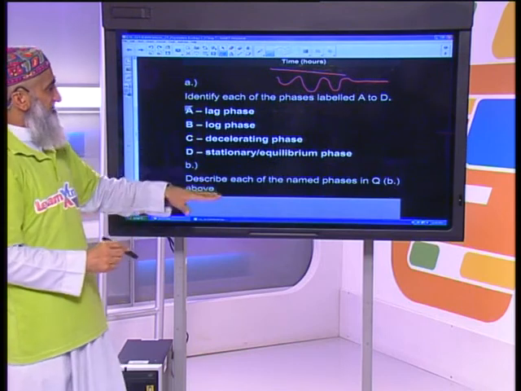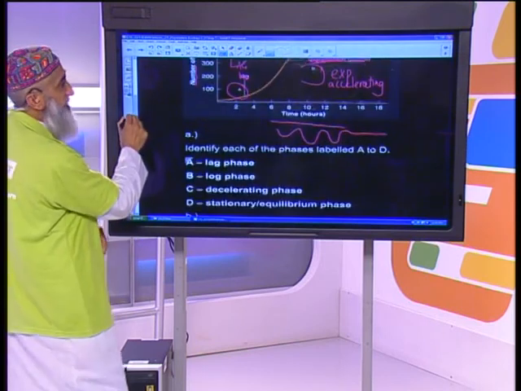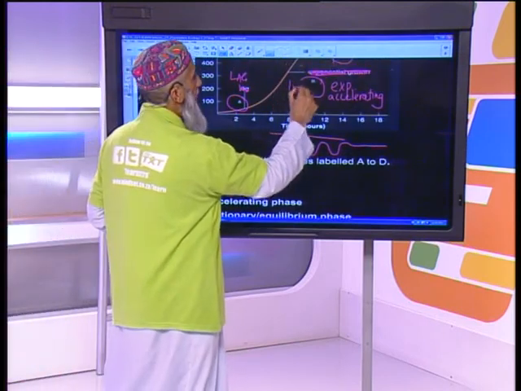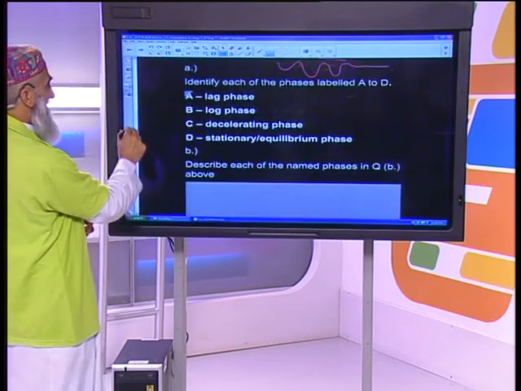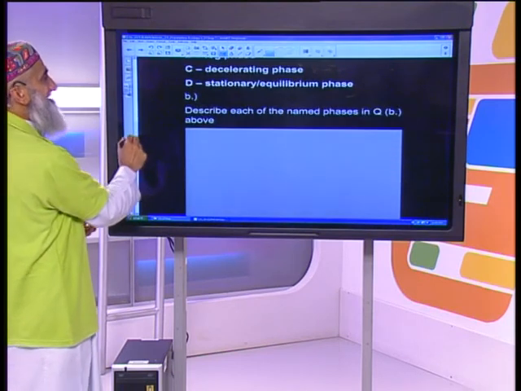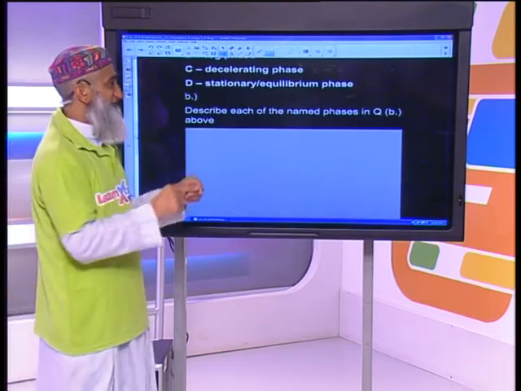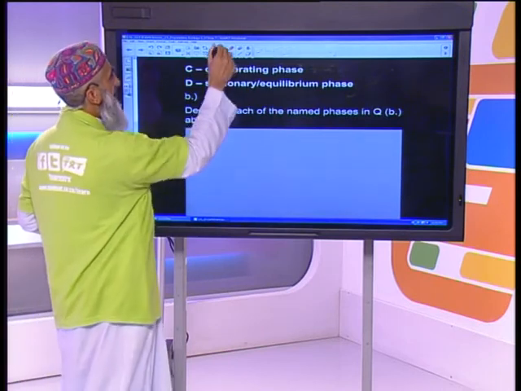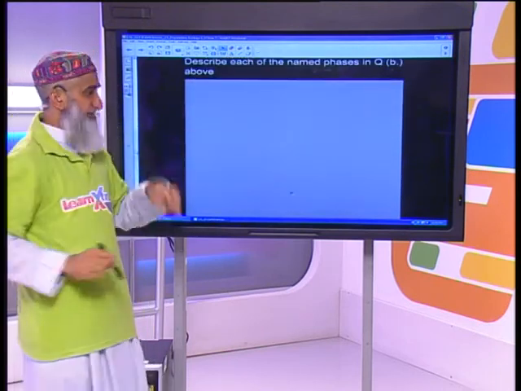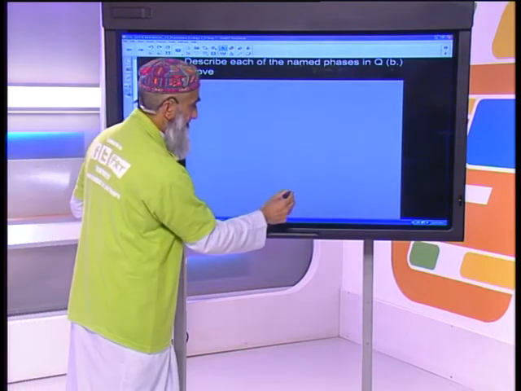Okay, so there we have named them: log. Another name also for the exponential is log, coming from logarithm. Okay, decelerating and stationary. Next question. Describe each of the named phases. You've named them, now we need to describe them. Describe means you must tell us what's happening there and why.